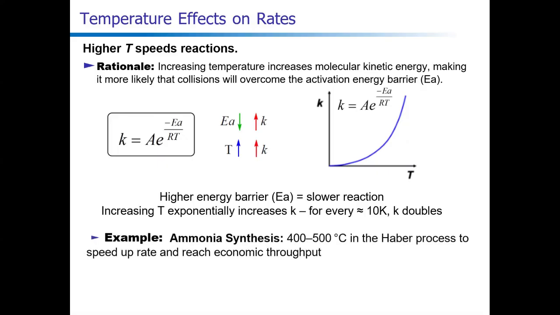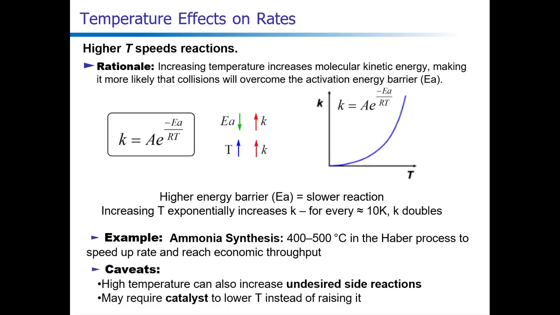Let's look at a real-world example, the Haber process, where ammonia is synthesized at 400 to 500 degrees Celsius in order to achieve a fast enough reaction. It's worth bearing in mind that this comes with some caveats. Increasing the temperature can also increase the side reactions or undesired reactions. In these cases, it may be more favorable to use a catalyst instead of increasing the temperature.